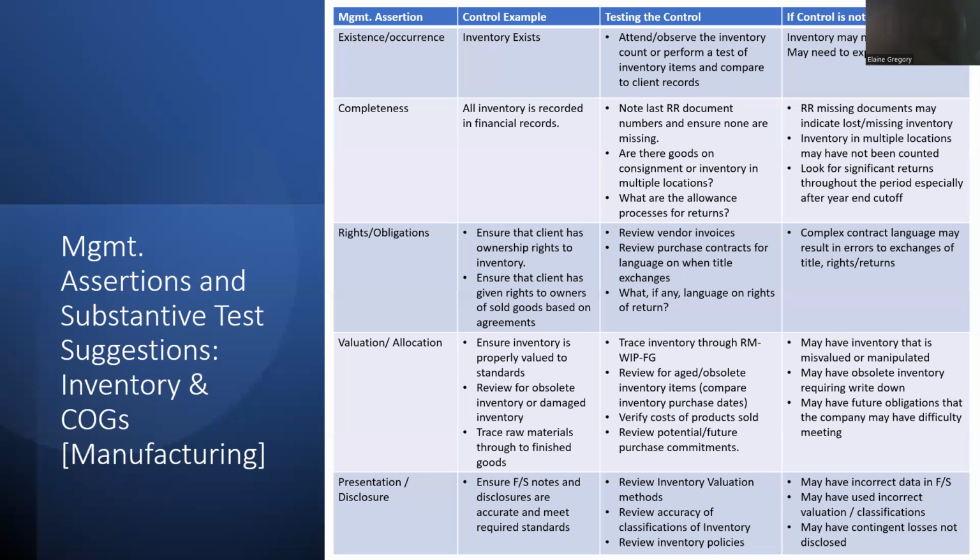We're going to trace that inventory through all 3 of those accounts. We're going to look for obsolete inventory items. So what you might want to do there is look at when the inventory was purchased and then look to see how much inventory is still on hand. If inventory was purchased at the beginning of the fiscal year and it hasn't moved through inventory, you might be dealing with an issue of having to ensure that that inventory has been adjusted and written down to its net realizable value.